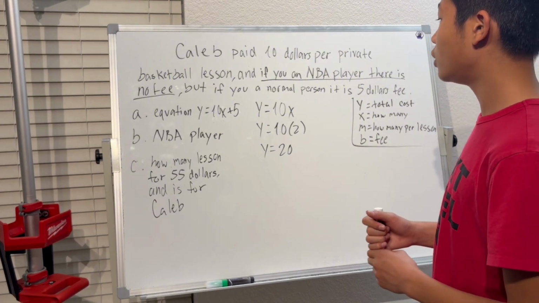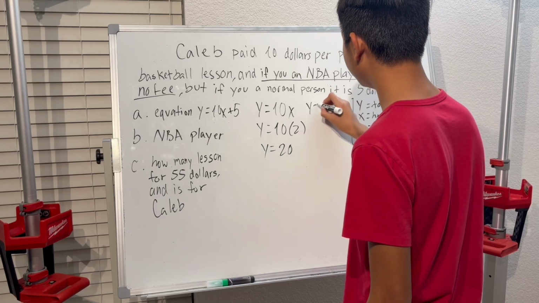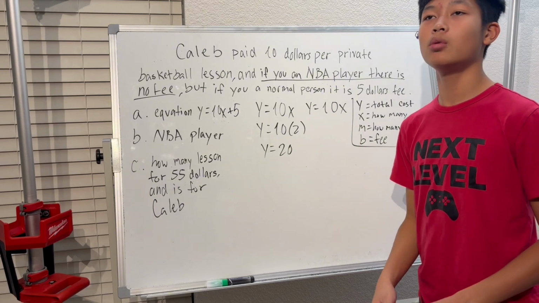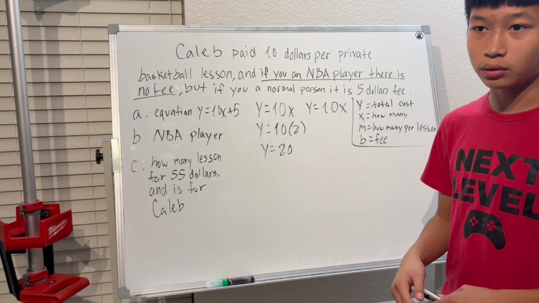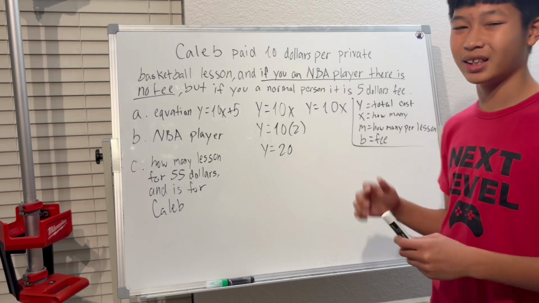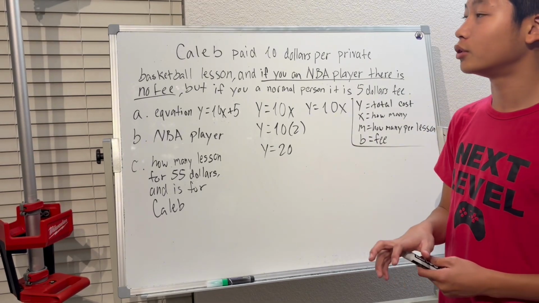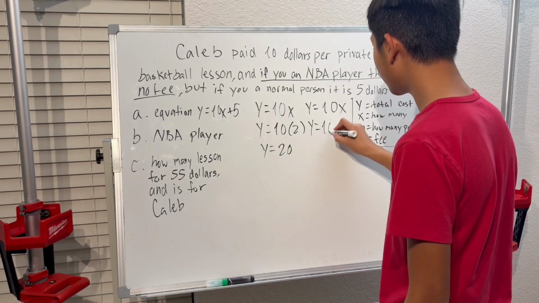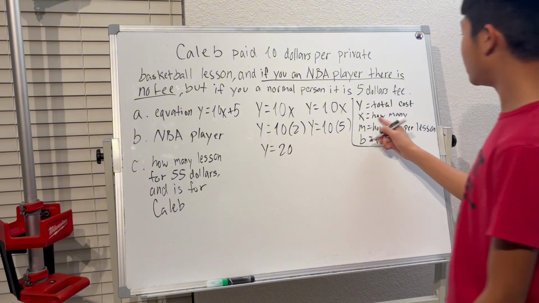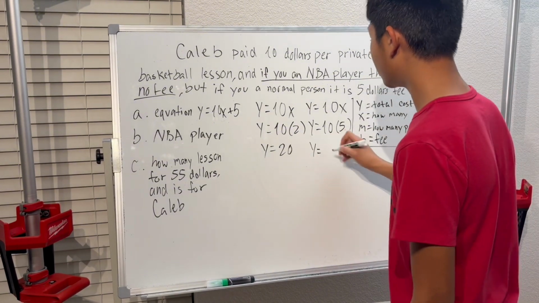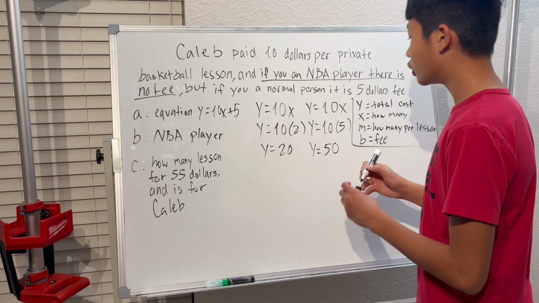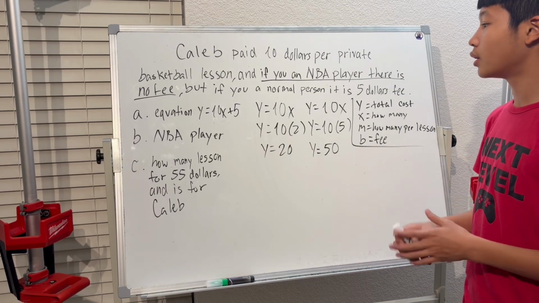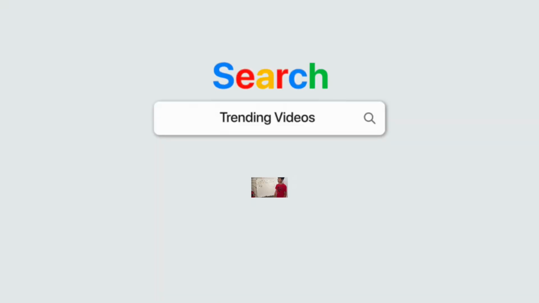Let's say if he wants this equation, if he wants 3.5 lessons. So 1 lesson, let's do half. Let's say you want to train 5 lessons. So if you're on 5 lessons, it's 10 times 5, which is how many lessons? And y equals 10 times 5, which is 50. So he paid $50 for 5 lessons. That's it for the NBA player, y equals 10x. That's it. Okay, next problem.